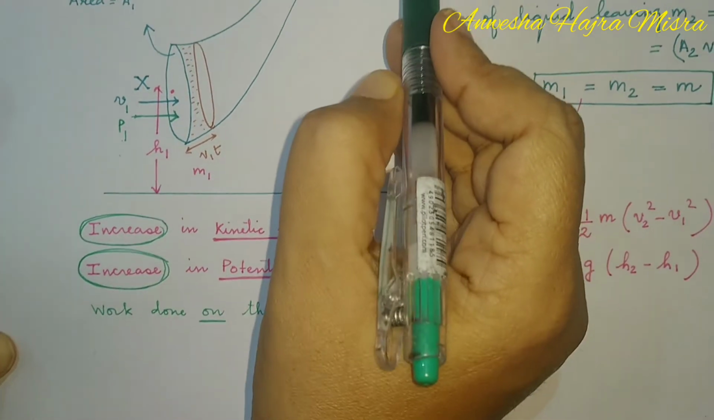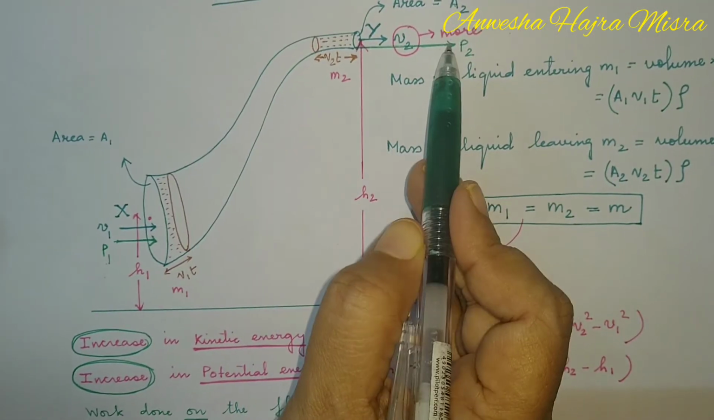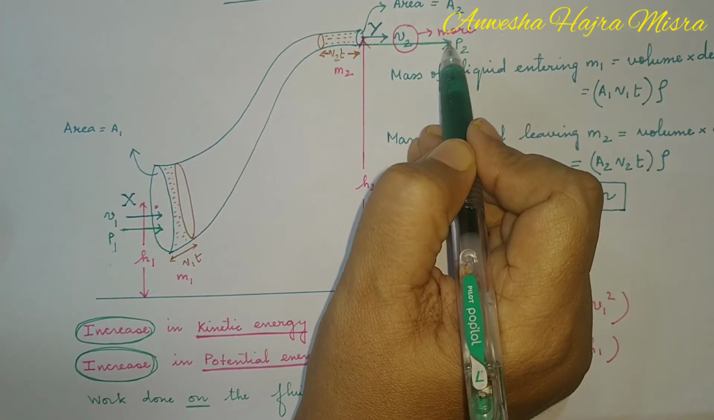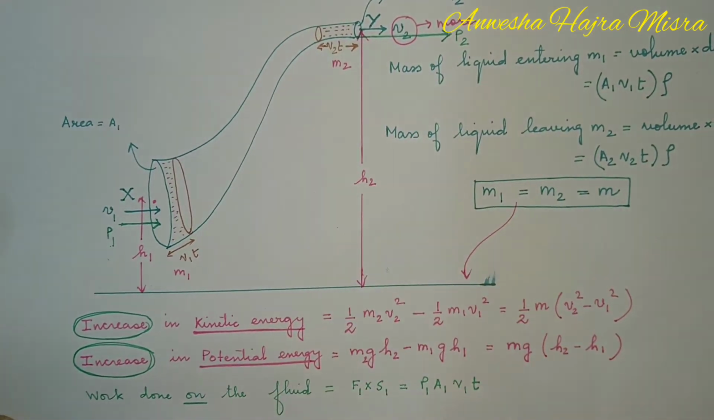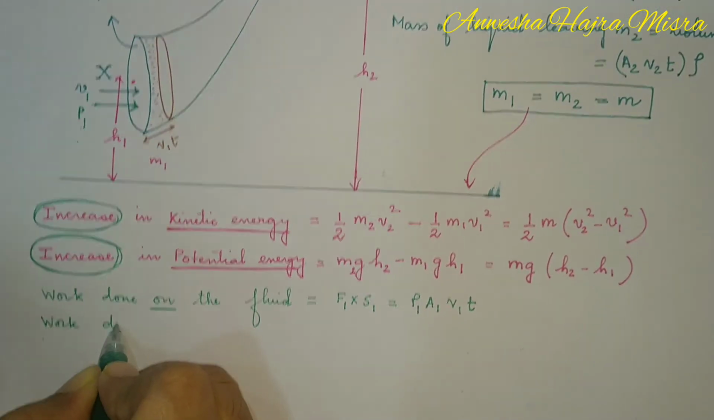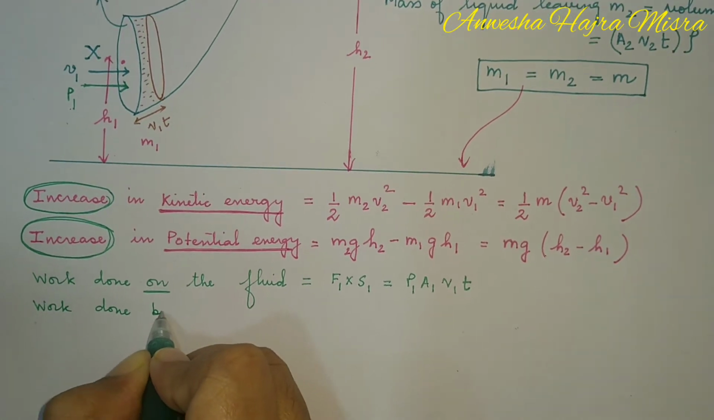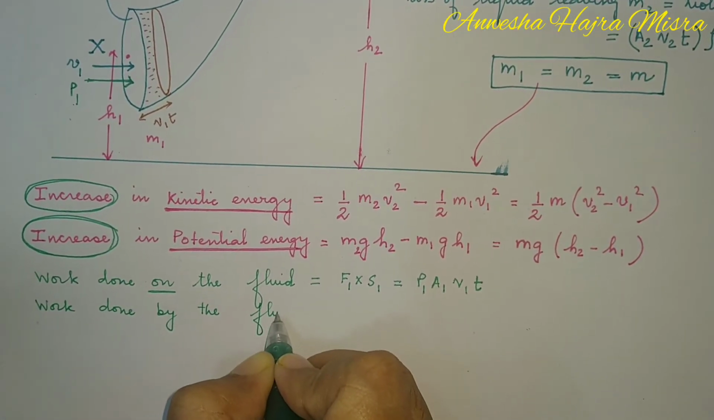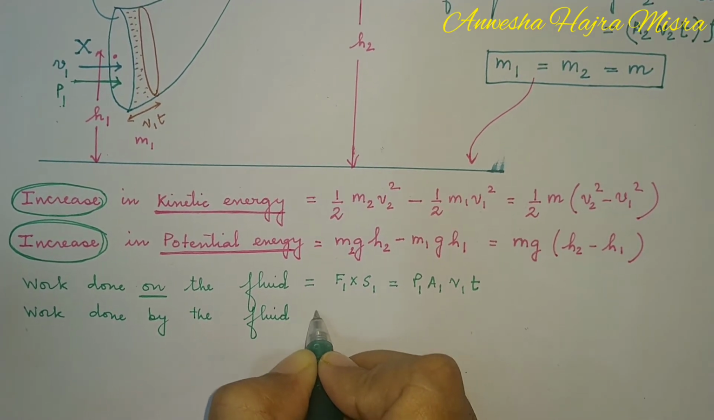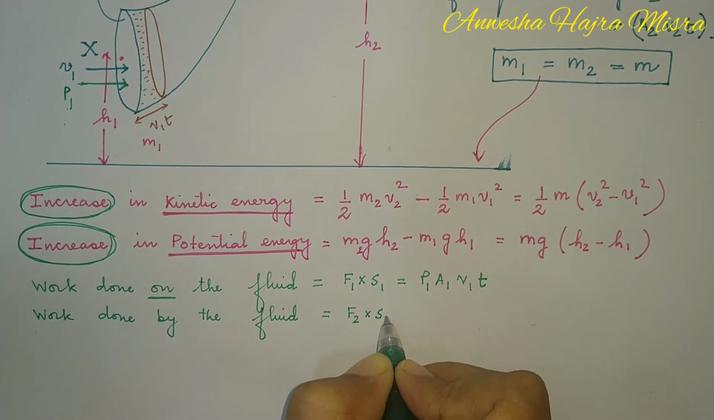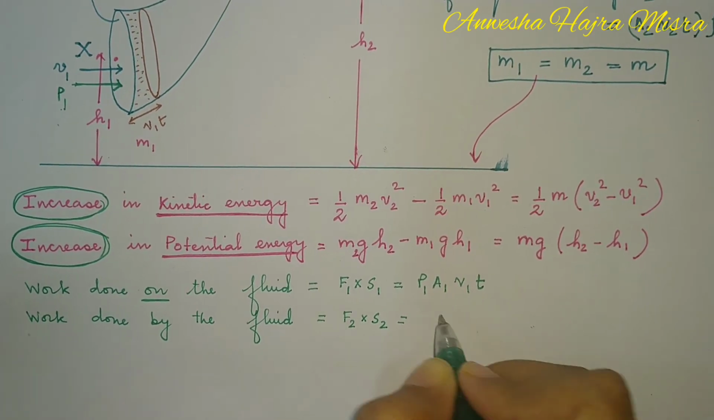Now as the liquid moves out, it does some work too. When it moves out with the pressure P2, it does some work too. So work done by the fluid is F2 into S2. What is it?